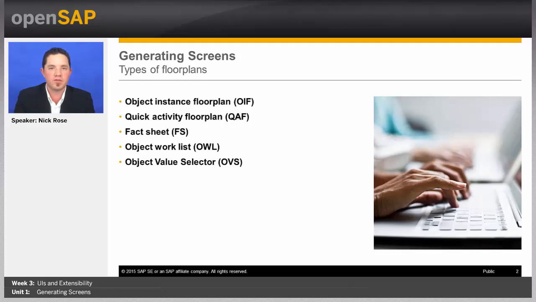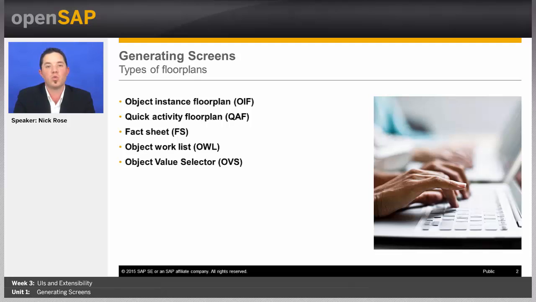Next up is the quick activity floor plan, or the QAF. A QAF is also an editable screen, but it's only a summary of info, a brief bit of info about a particular business object. The QAF would have some header data, maybe a brief view of the items, usually things like description and status, but not the full details. It's a very brief screen. The same goes for the next one, the fact sheet. A fact sheet is also a brief, summary screen of an object, but it's read-only, so it's not editable. It's kind of the opposite of a QAF. One's editable, one's not. But the fact sheet also just shows a summary of data of a particular business object.